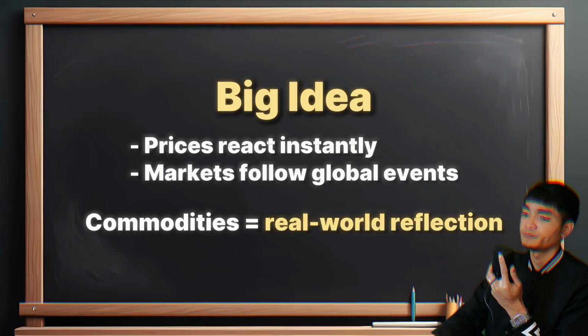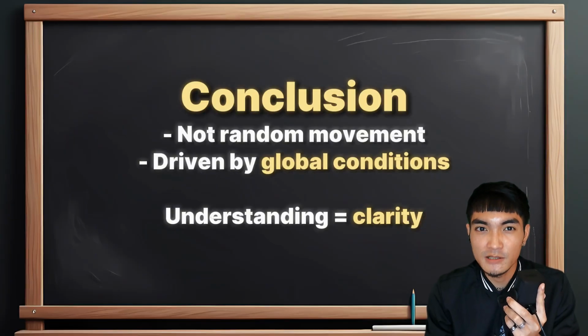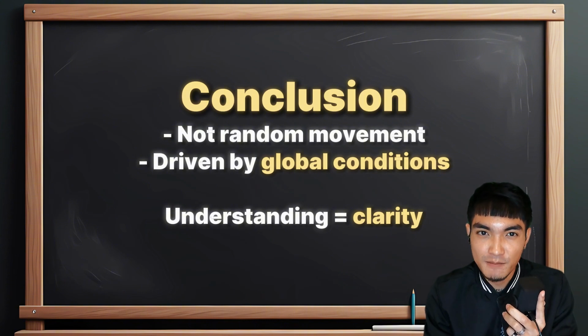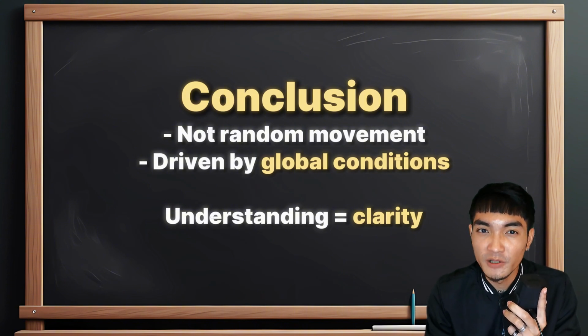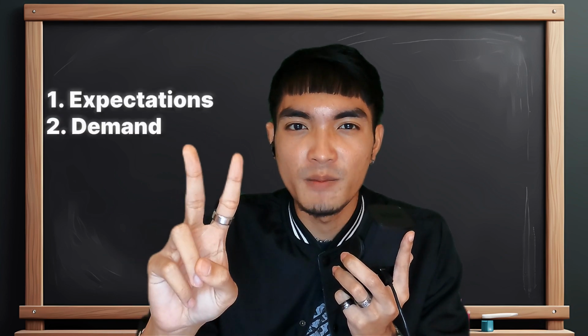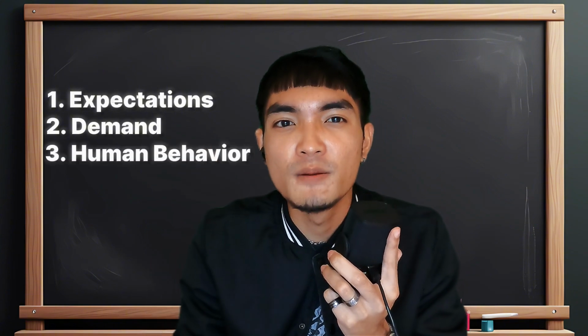them. So in conclusion, commodities are real-world assets, and their prices are constantly changing based on supply and demand and global conditions. Understanding that will make things feel more logical. This is where everything starts to connect. Now you've seen stocks, indices, forex, and commodities. Different markets, but all driven by the same core idea. Number 1, expectations. Number 2, demand. And number 3, human behavior.